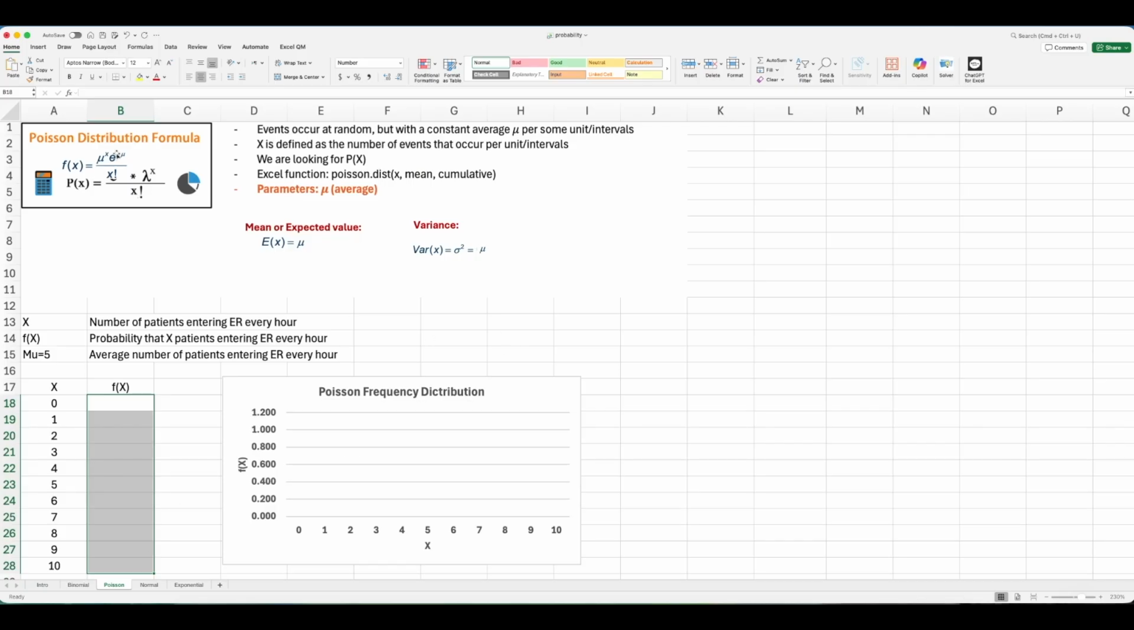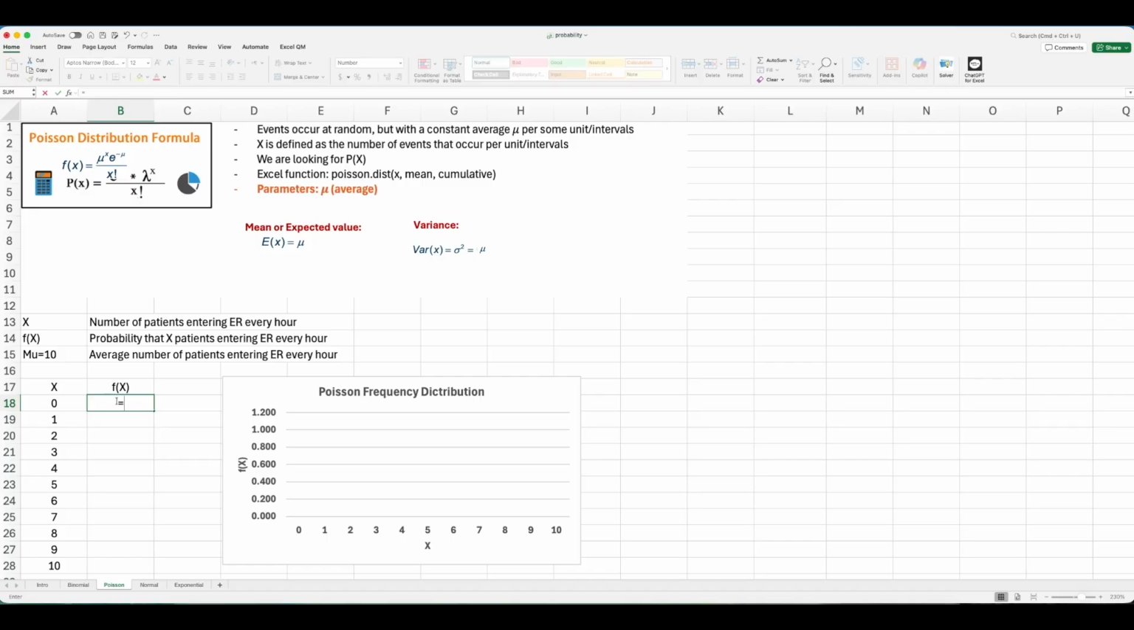Again, this is the probability function for Poisson distribution. We have the occurrence of successes in a specific interval. X is the number of successes in that interval, and we are looking for f of x, the probability that x patients, in this example, enter the ER every hour, which is basically our interval. The average patients that we expect, let's say, is 10.